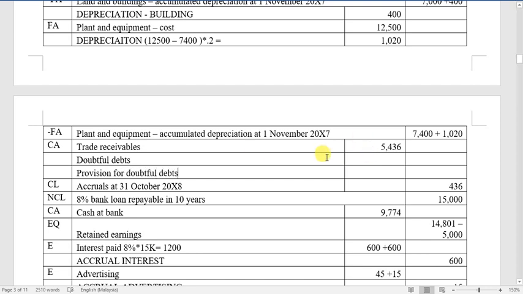Okay, guys. 5,436 times 0.05, 5%. So this is 271.8, right? Now just round up to 272. Are you guys okay? Bear in mind, provisions for doubtful debt is a contra asset, so minus your debtors in your financial positions later. Okay, so this is your expenses. Now, can I go on?